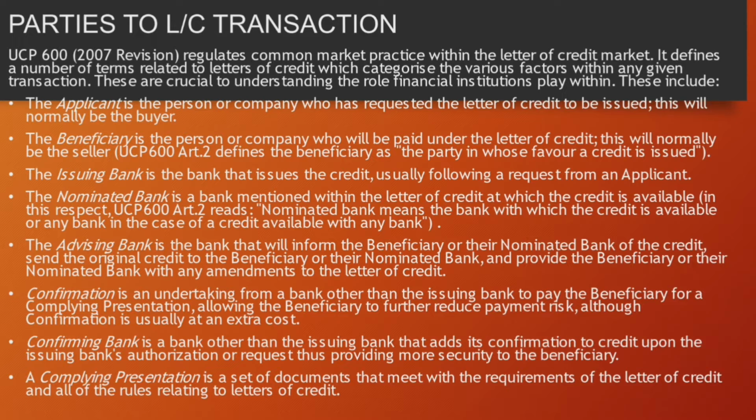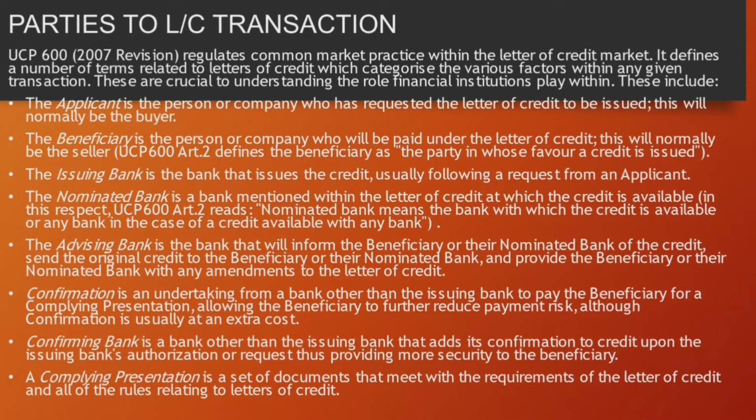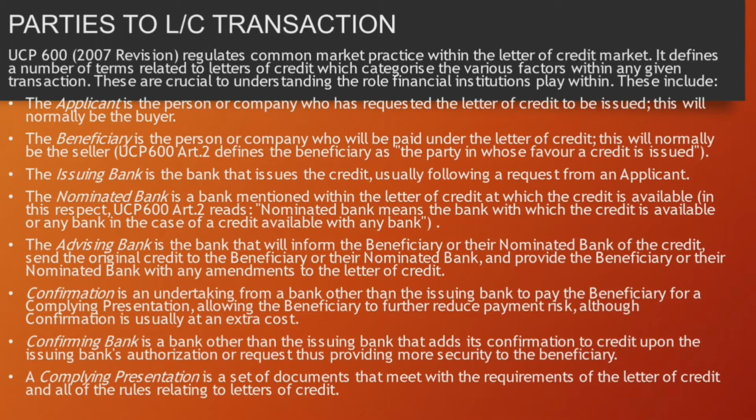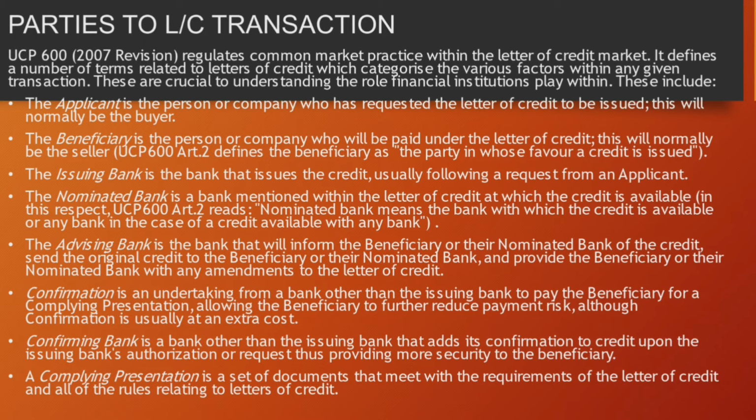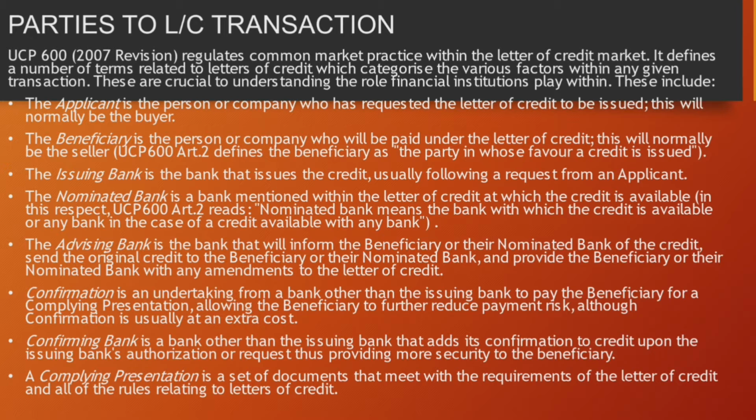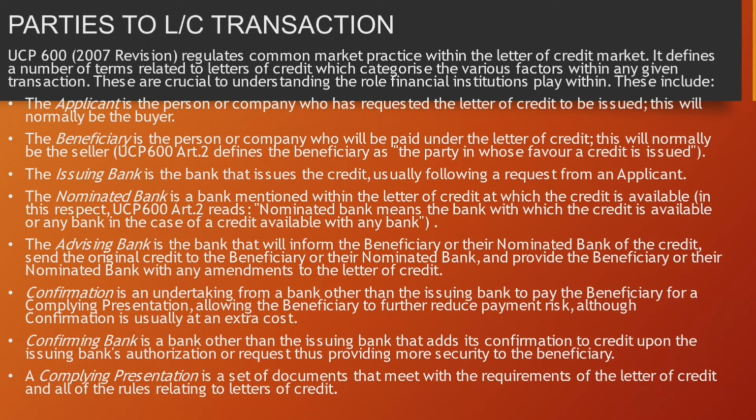The applicant is the person or company who has requested the letter of credit to be issued. This will normally be the buyer. The beneficiary is the person or company who will be paid under the letter of credit. This will normally be the seller. The issuing bank is the bank that issues the credit, usually following a request from an applicant. The nominated bank is a bank mentioned within the letter of credit at which the credit is available.